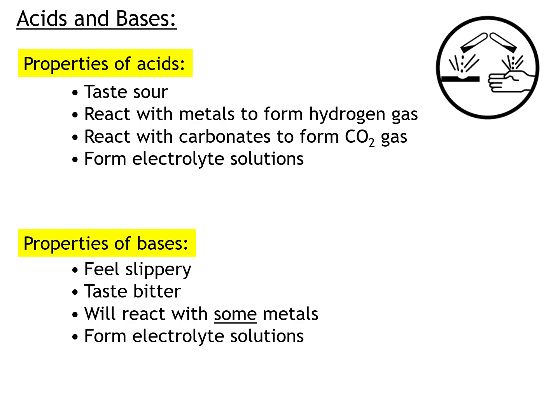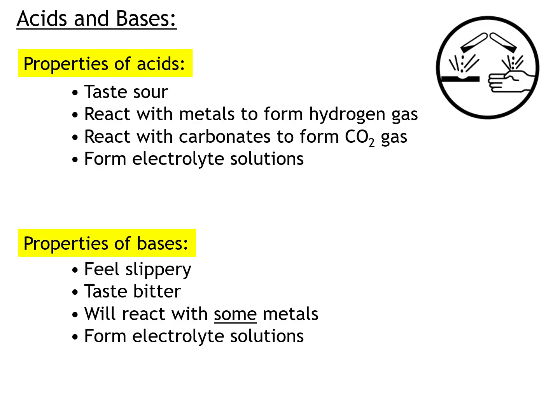So the basic properties of acids and bases. For acids, they are going to taste sour. That's why I had a picture of a lemon, because lemons taste sour and they are acidic. They react with metals to form hydrogen gas, provided they are in the right position on the activity series. They react with carbonates to form CO2 gas. You've done this reaction if you ever mix vinegar, which is sour, so therefore an acid, and baking soda, which is sodium hydrogen carbonate. And all those bubbles that you get when you do that are carbon dioxide bubbles.